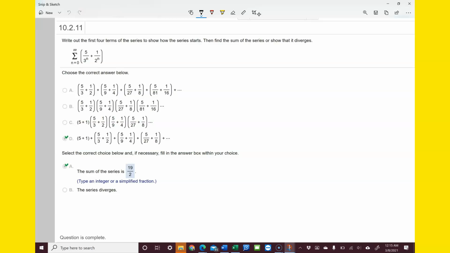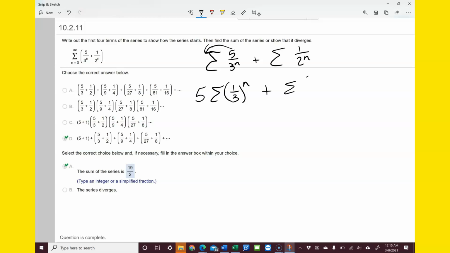Now, let me split this up into 2 different sums. For this sum, I'm going to factor the 5 out front. So I can say it's 1 over 3 to the n. And this one I can write as 1 over 2 to the n. So now both of these are geometric series with r less than 1, which means we know that they converge.